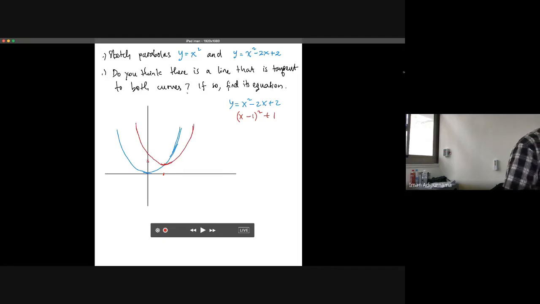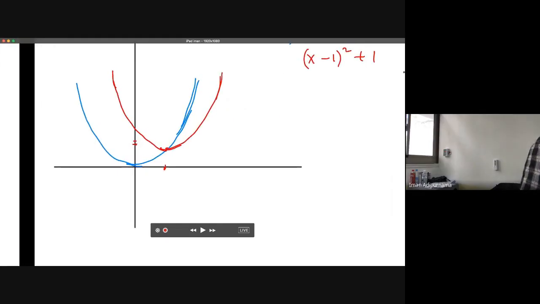Yeah, it's not good, but hope you can get the idea. So the tangent line is here. Why is it so bad? Okay, imagine your point is here.